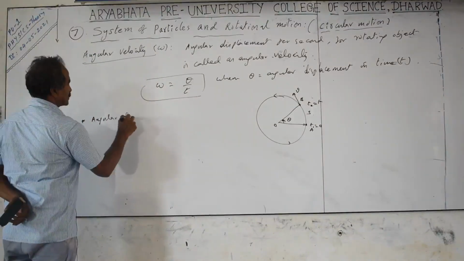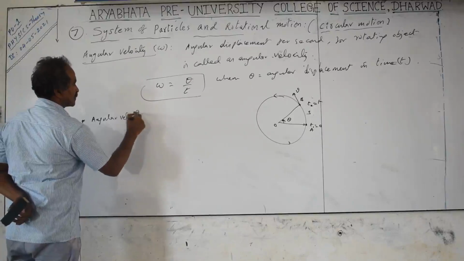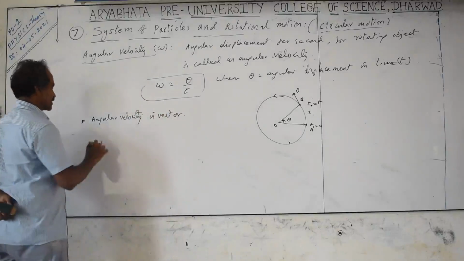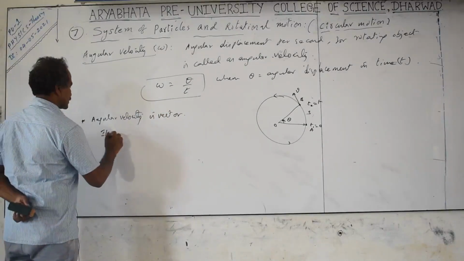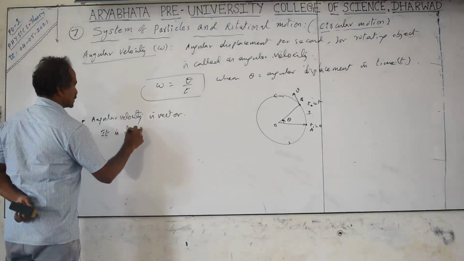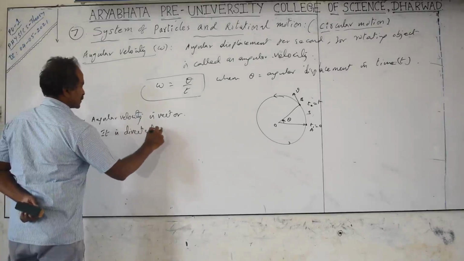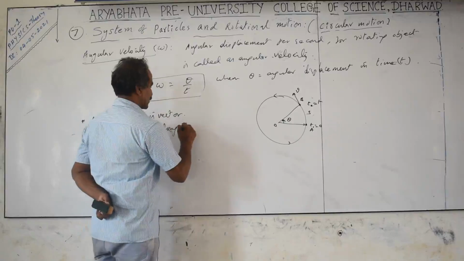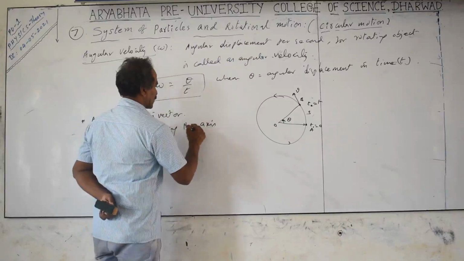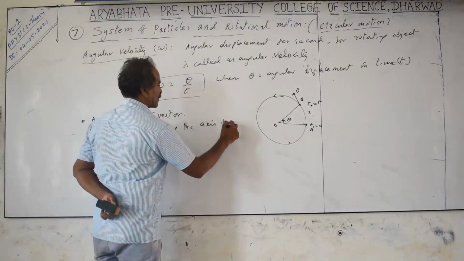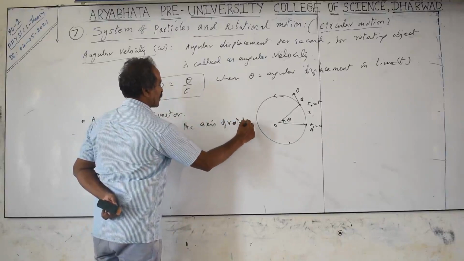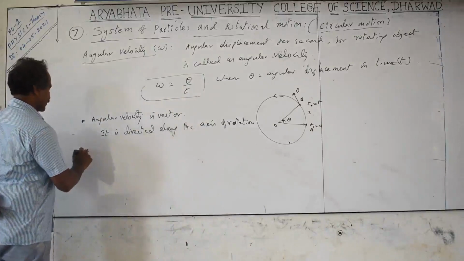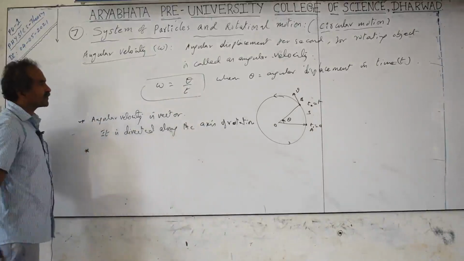Angular velocity is a vector, so it must have direction. It is directed along the axis of rotation. It is directed along the axis of rotation. This point is important for us.